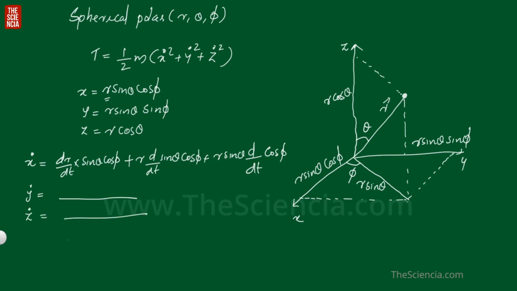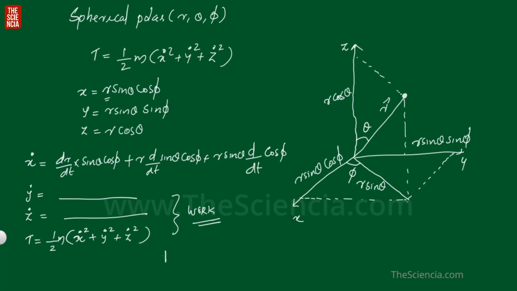Then find out x dot square plus y dot square plus z dot square. Then multiply it with the half m. So you get kinetic energy. This is a work for you. Okay. Don't worry, I will tell you the final result.